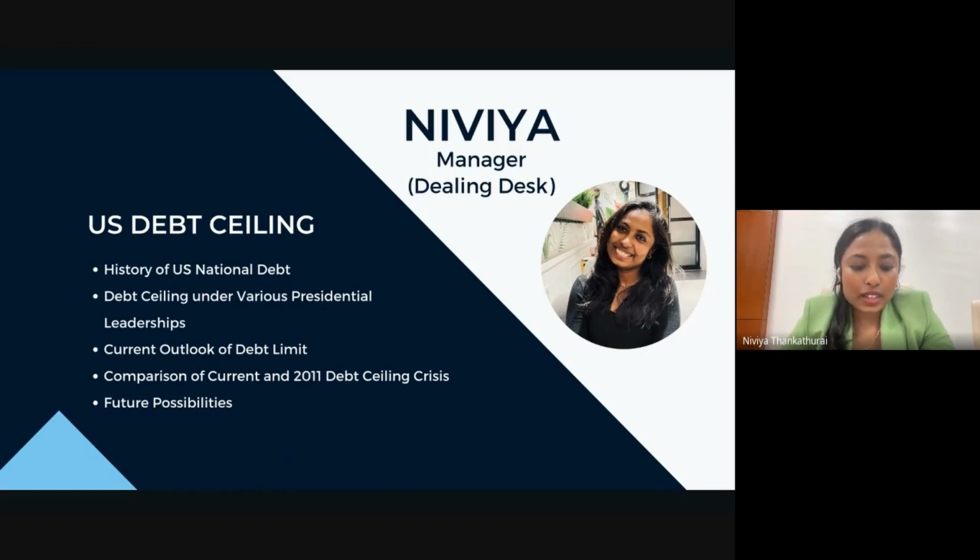So let's go back to the history. Right from 1960, the US debt ceiling has been increased almost 78 times. Under Reagan's period, not once, not twice, almost 18 times it got lifted. Under Bill Clinton's period, it was raised almost 8 times. Under Bush, it was increased 7 times. Then during Obama's administration, it was increased 5 times.